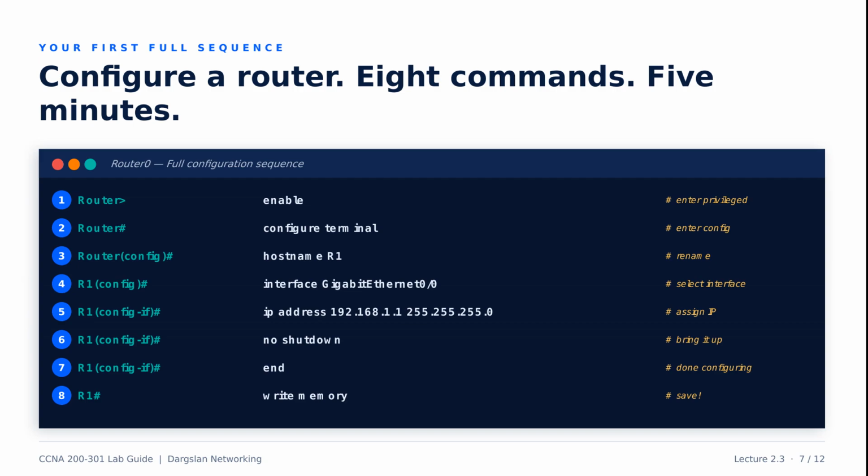Now let's put it all together. Your first complete configuration, start to finish. 8 commands, 5 minutes, and you've got a named router with a live IP address. Watch the prompt change as you go. From Router greater than at user mode to Router hash after enable, to Router(config)#. Once you're in global config, then (config-if) when you drop into the interface. That prompt is your map. It tells you exactly where you are. End brings you back to privileged mode, and write memory saves your work to startup config so it survives a reboot. Skip that last step and your config dies with the next power cycle.